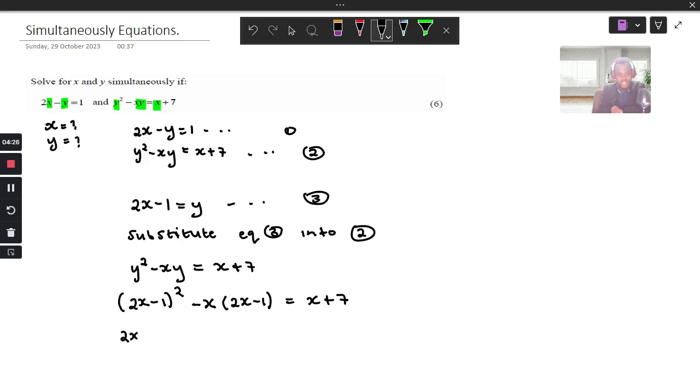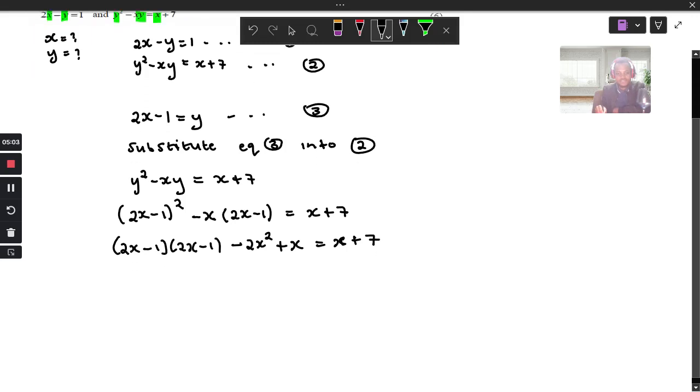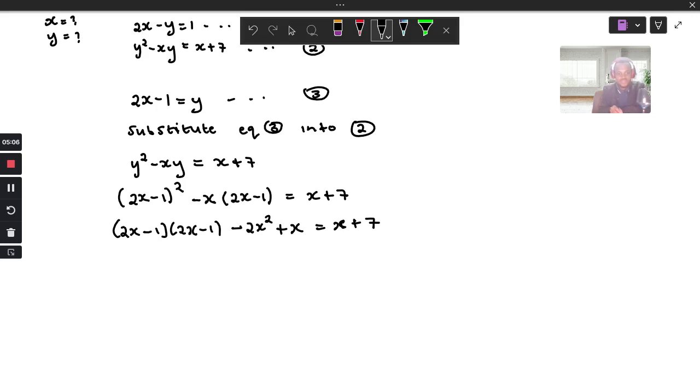Okay, you can expand this. You can write 2x minus 1 times 2x minus 1, minus this one times this one. You can distribute this minus x throughout. So it becomes minus x times 2x, which is minus 2x squared, minus x times minus 1 becomes positive x, which is equal to x plus 7. Okay, I hope everything is still clear. Still clear?